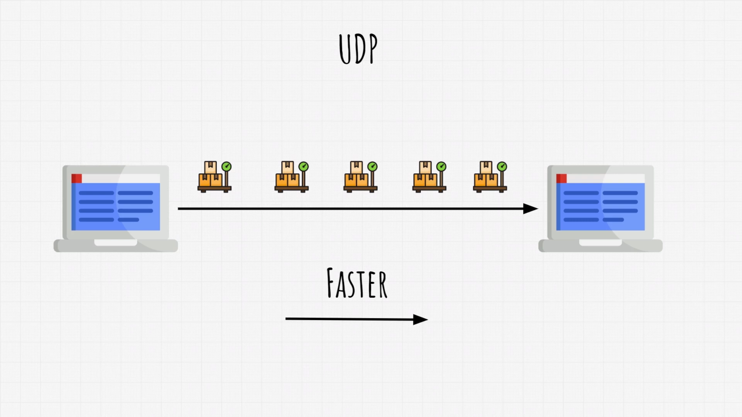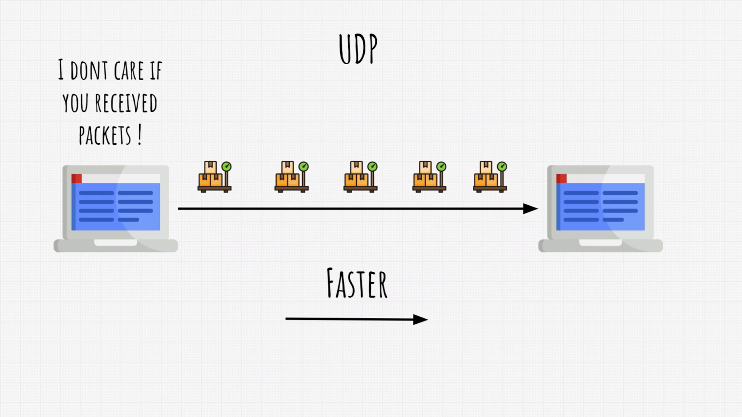UDP doesn't really care whether packets reached their destination, and it will not resend a packet if it didn't reach the other party. It will just continue sending other packets. You cannot ask for those missing packets again with UDP.